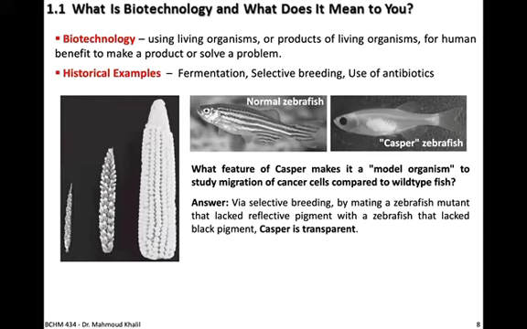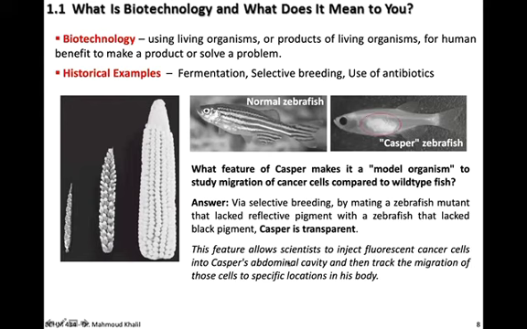So via the process of selective breeding, you can make a zebrafish mutant that lacks the reflective pigment. Normally fish have a reflective pigment on their outer body surface; that's what gives the fish its look. So when you mate a fish lacking this reflective pigment with a normal zebrafish, and over multiple generations of selective breeding, you will result in a species of fish that lacks this pigment and looks transparent. And this Casper is transparent.